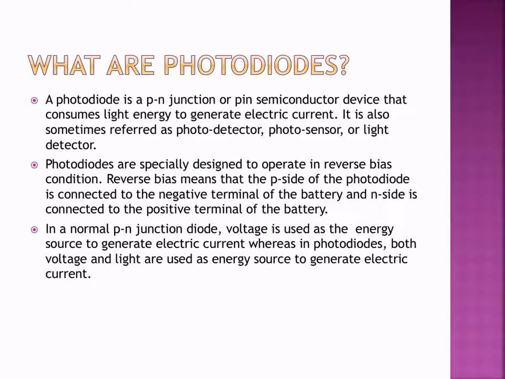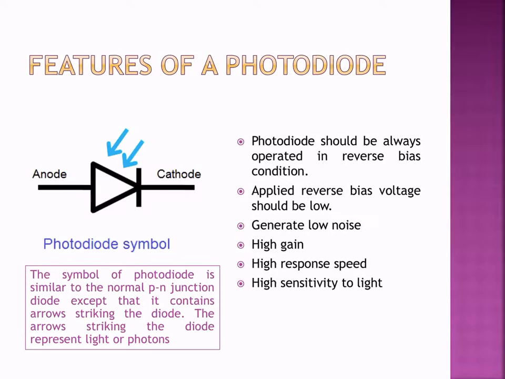Reverse bias means that the P side of the photodiode is connected to the negative terminal of the battery and the N side is connected to the positive terminal of the battery. In a normal PN junction diode, voltage is used as the energy source to generate electric current, whereas in photodiodes, both voltage and light are used as energy sources to generate electric current.